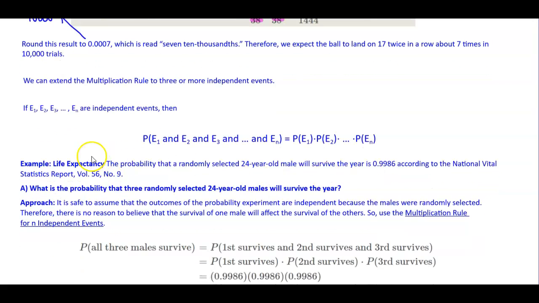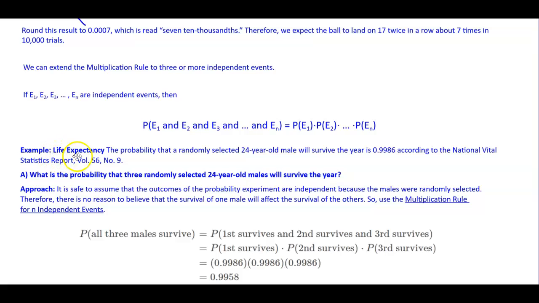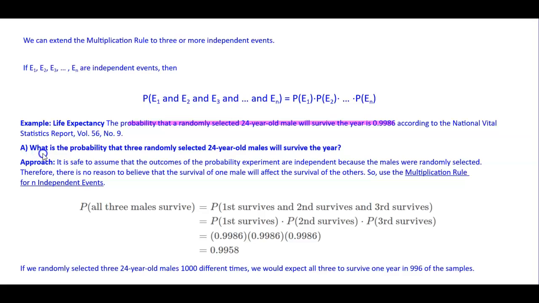Now, let's take a look at this example here. It says that the life expectancy, so the probability that a randomly selected 24-year-old male will survive the year, is given. It's given by the probability of 0.9986, according to the National Vital Statistics Report, Volume 56, Number 9. The first part of the question says, what is the probability that 3 randomly selected 24-year-old males will survive?